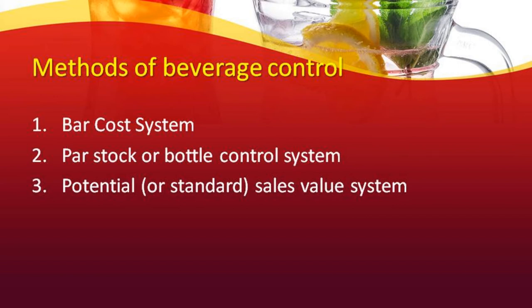Then we have the potential or standard sales value system. The system is designed to control beverage sales, and therefore beverage cost, by setting a sales value on each bottle item carried in stock. The revenue value of each bottle is based on the standard size of the drink, the contents of the bottle, and the selling price of each drink. The sales value of each drink is called the potential sales value.